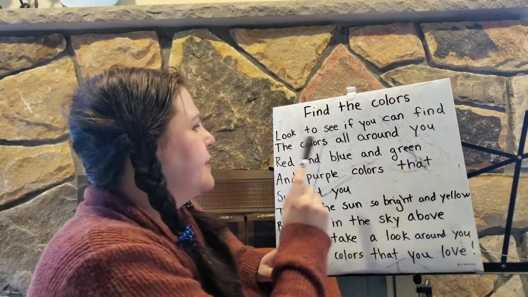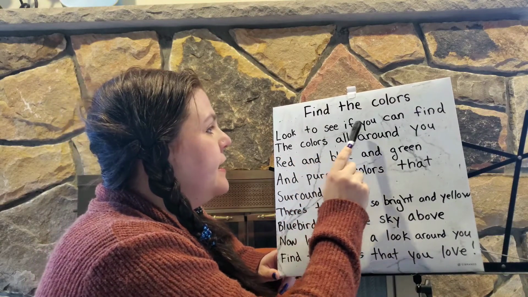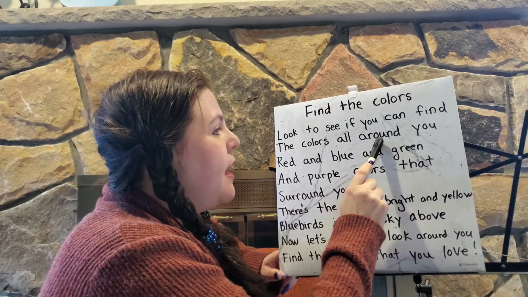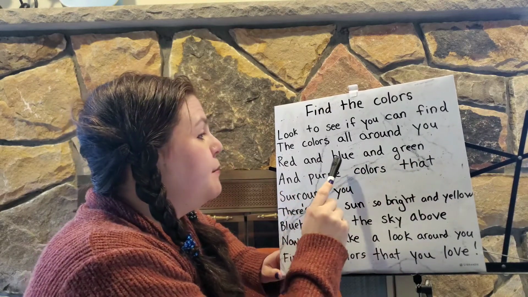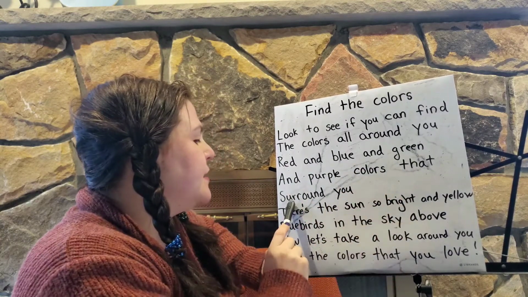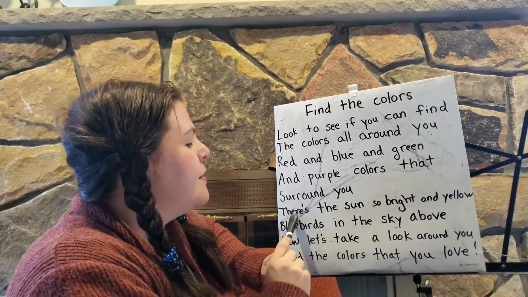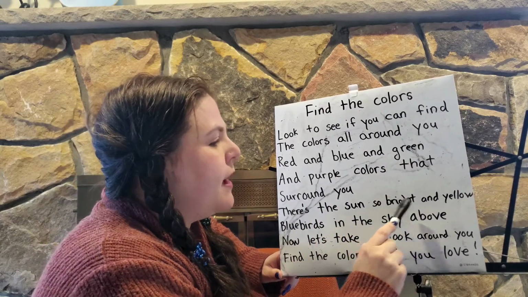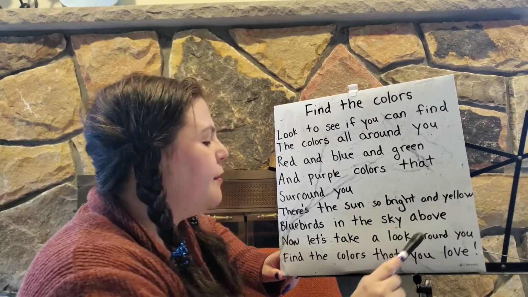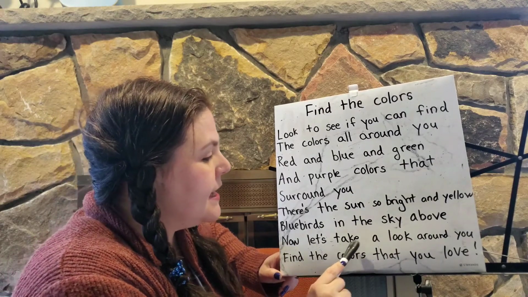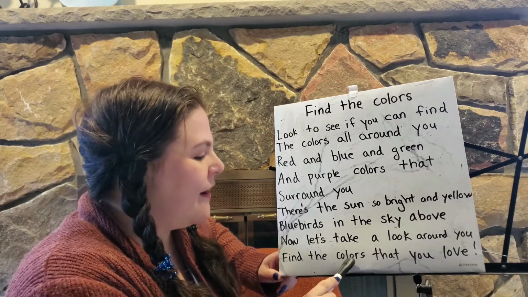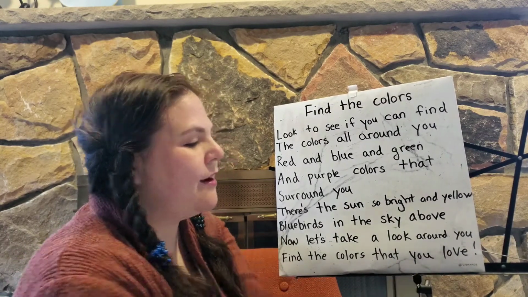Find the colors. Look to see if you can find the colors all around you. Red and blue and green and purple, colors that surround you. There's the sun so bright and yellow, bluebirds in the sky above. Now let's take a look around you. Find the colors that you love.